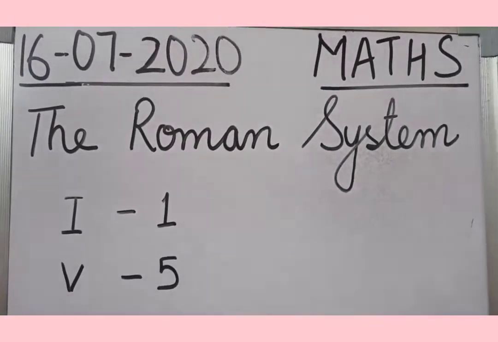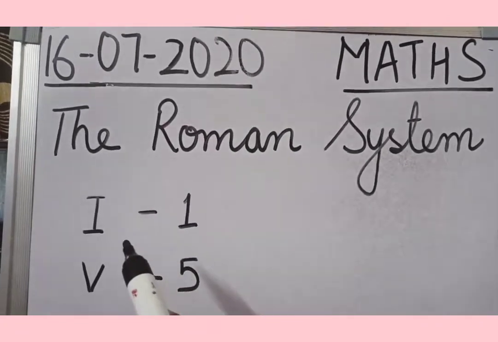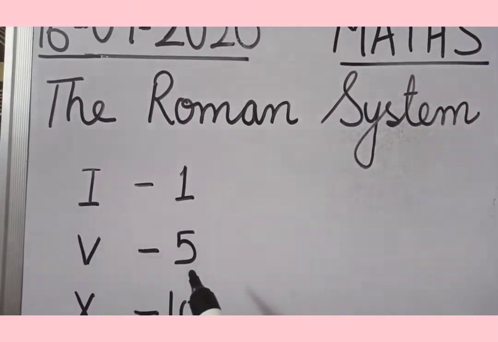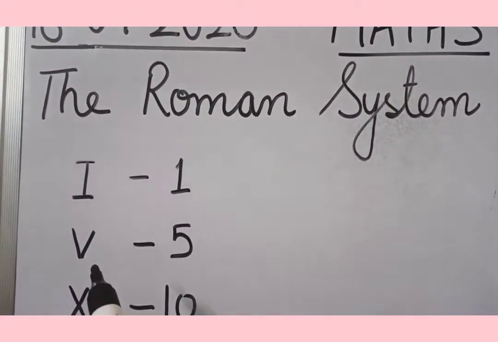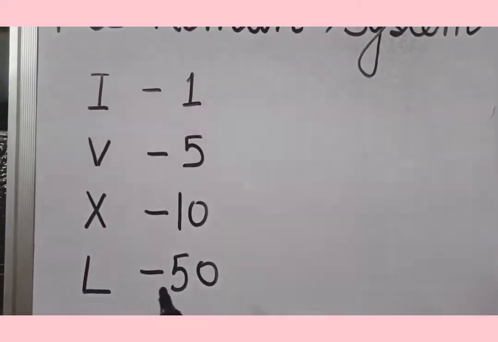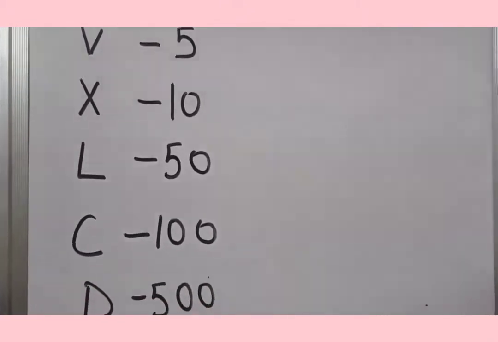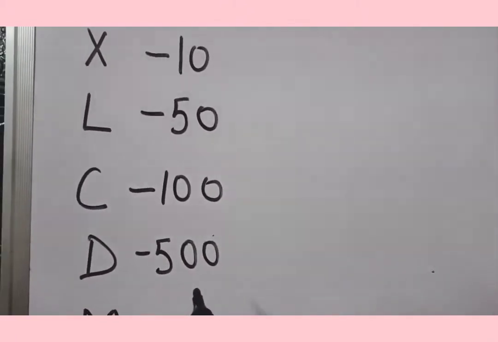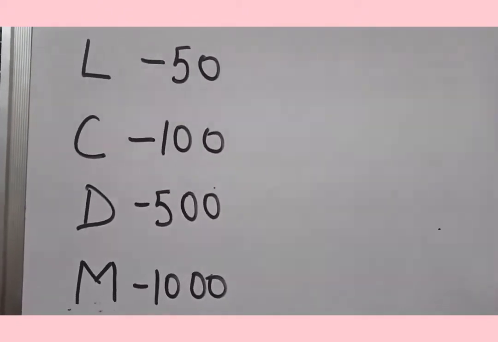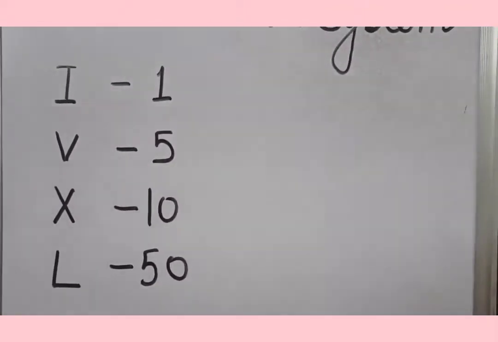Now this is the first number, which is 1. And to represent 1, we use I, capital I of the English alphabet. Moving ahead, 5 will be represented by V. X stands for 10, L for 50, then C for 100, D for 500, and M for 1000. So in total we have only 7 alphabets.